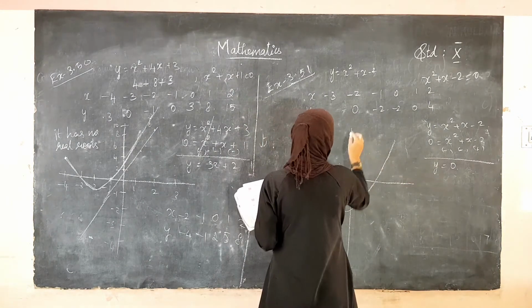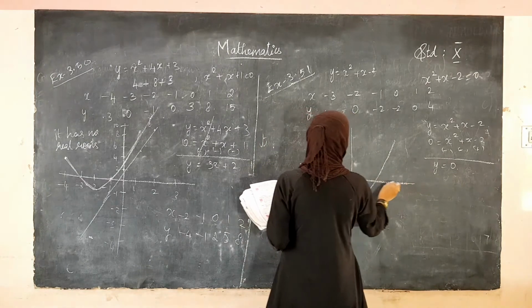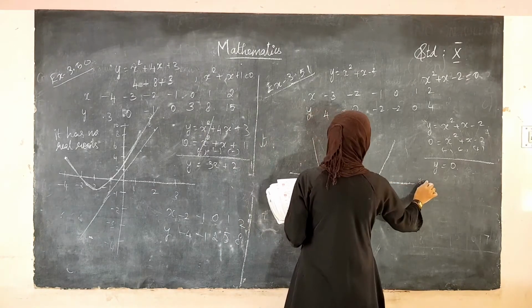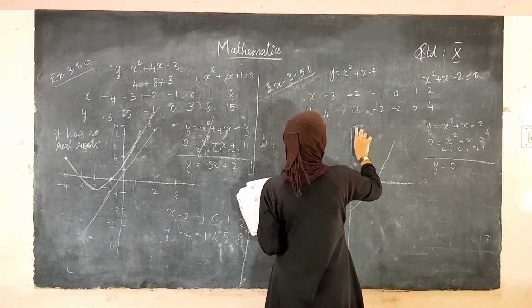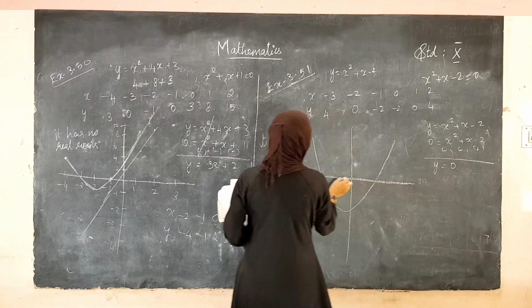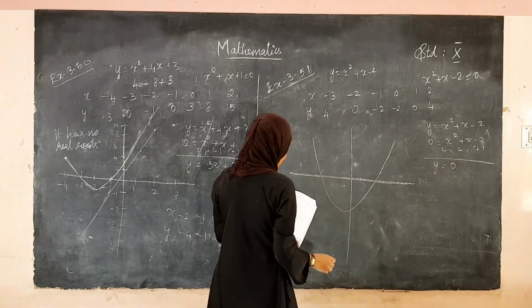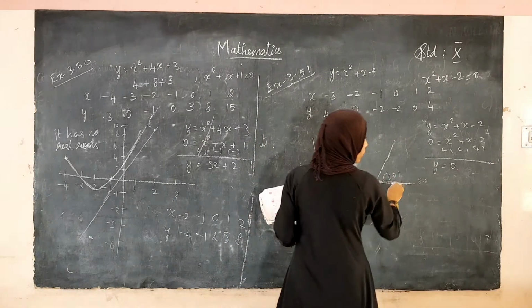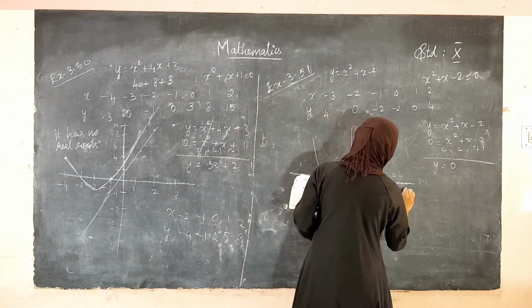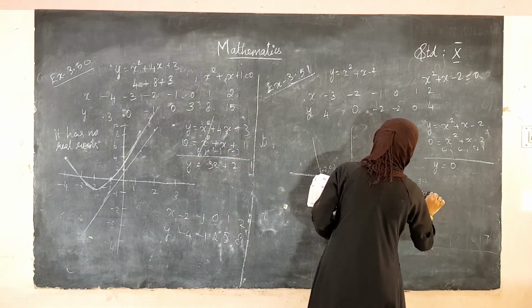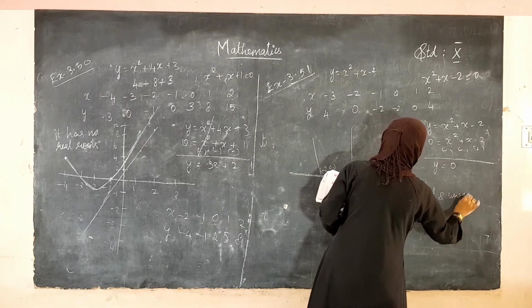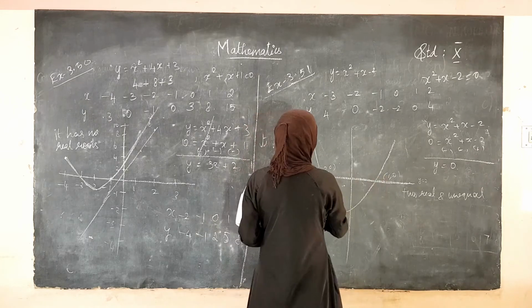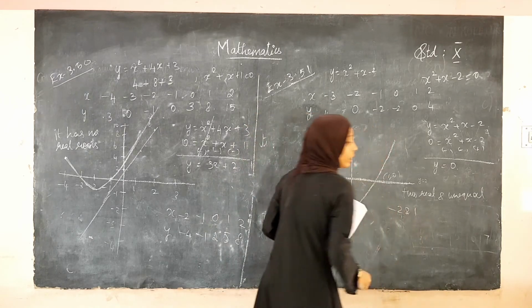So, y equal to 0 means the straight line is the x axis. This is said to be y is equal to 0 and this line is said to be x is equal to 0. So, the points where the graph touches the line are minus 2 comma 0 and 1 comma 0. 2 points. Therefore, the graph is said to have 2 real and unequal roots. What are the roots? The x coordinates of these 2 points, minus 2 and 1, are the roots.